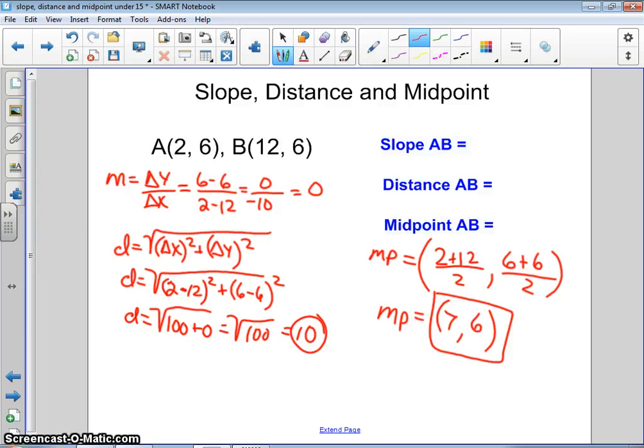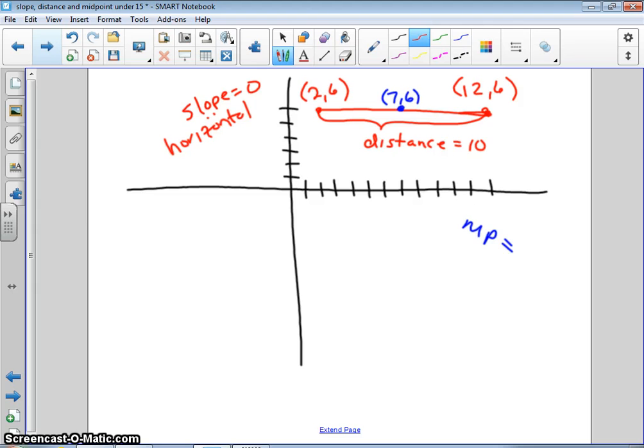Because the slope of this line is 0, it looks a little unique. This is a horizontal line, so I kind of sketched a picture of it here. The 2, 6 and the 12, 6 are the endpoints of this. You can see that the distance would be 10 when you look at a picture of it, and the midpoint is going to be right here in the middle at 7, 6.